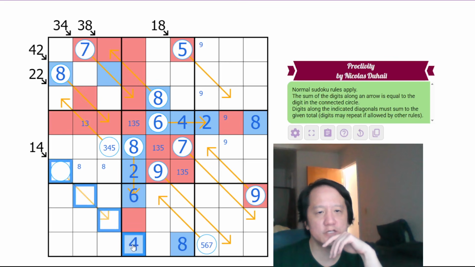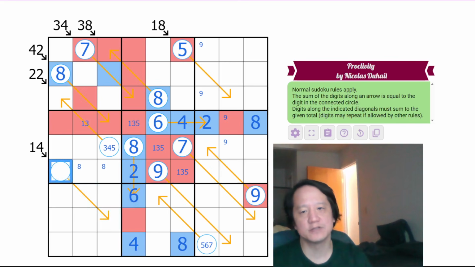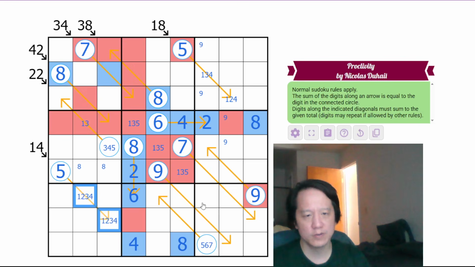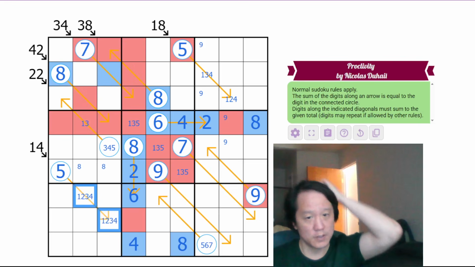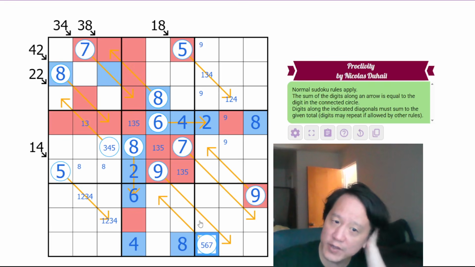This is 14 here, so that makes this a 5 to add up to 14 minus 4 is 10, divided by 2 is 5. We have 1 through 4 here. This can't be 2, so this can't be 3 to add up to 5. We have 1 through 4 here. This is 5, 6, or 7.